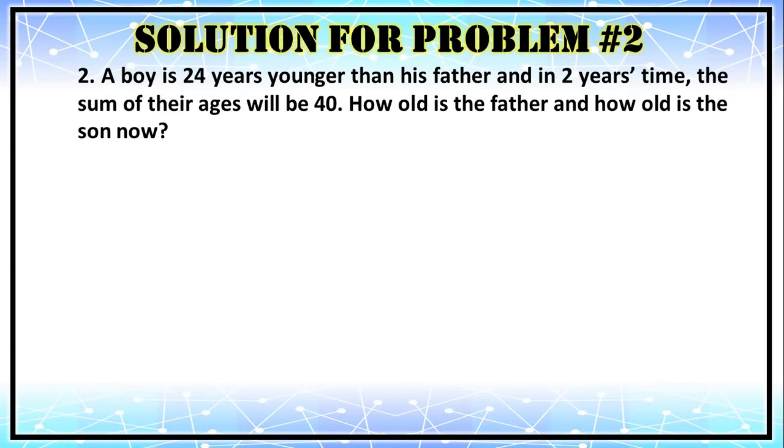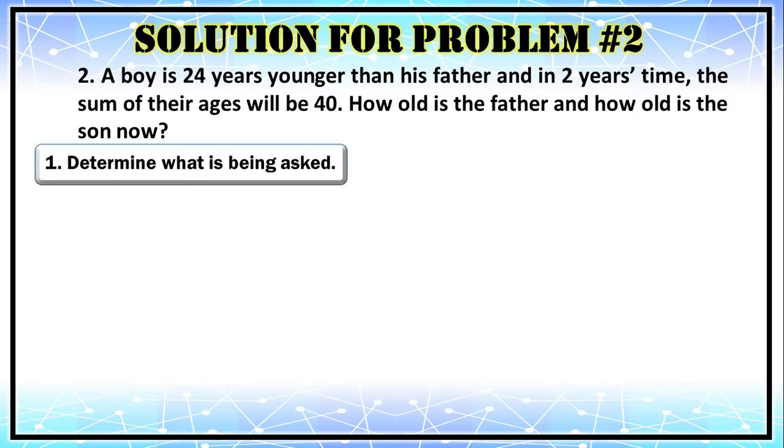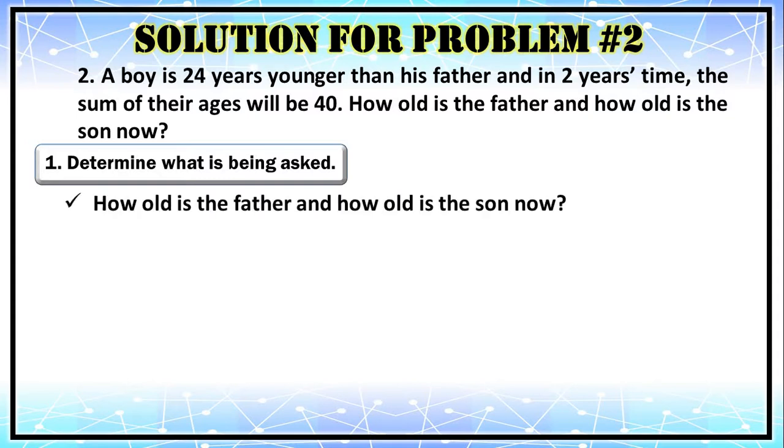Next, problem number 2. A boy is 24 years younger than his father, and in 2 years' time, the sum of their ages will be 40. How old is the father and how old is the son now? Step number 1. Determine what is being asked. The problem asks how old is the father and how old is the son now.